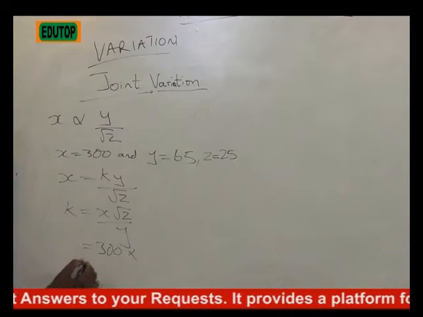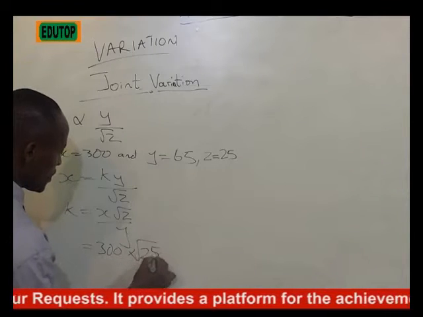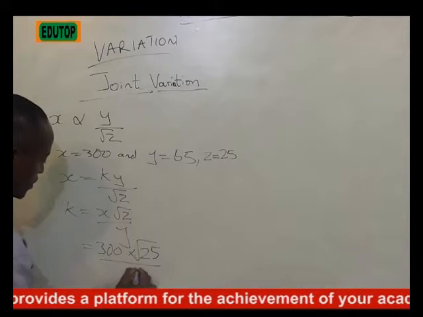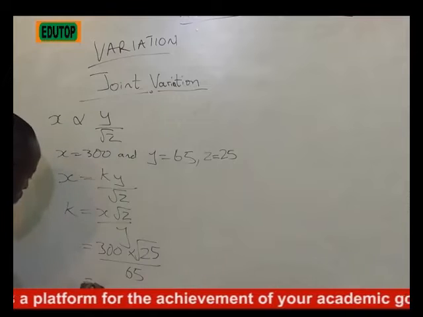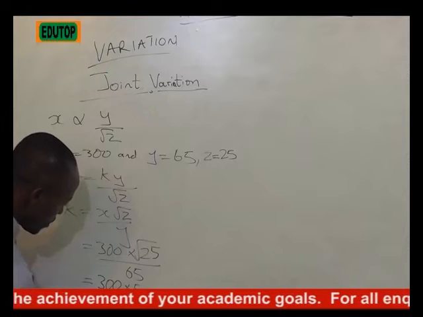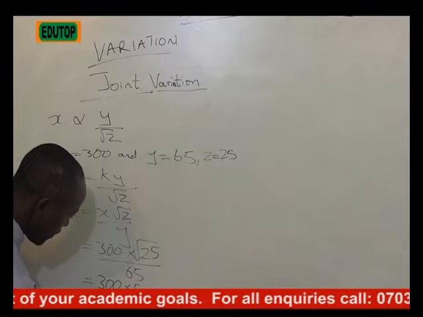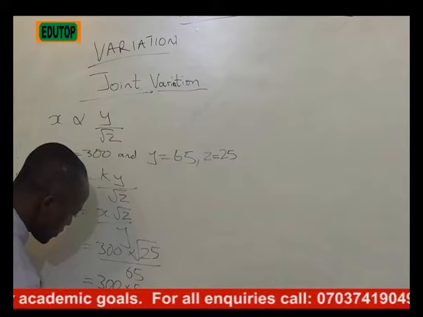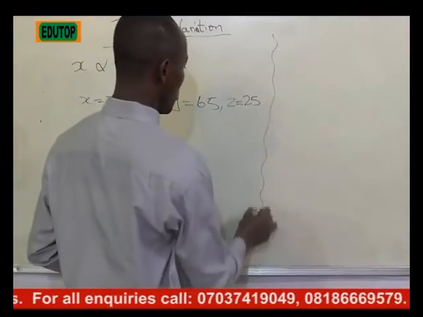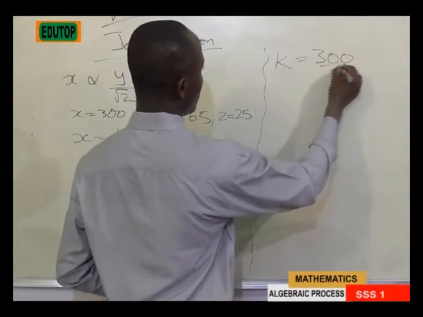times RZ is 25, square root of 25, all over Y, which is 65, which is equal to 300. Square root of 25 is 5, all over 65. 65 divided by 5 is 13. So our K is equal to 300 over 13.